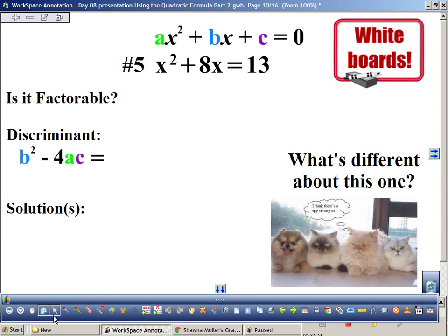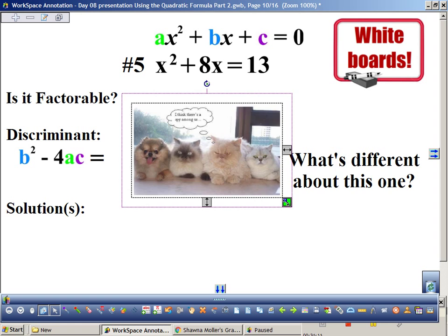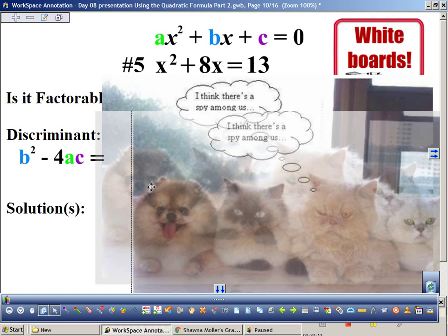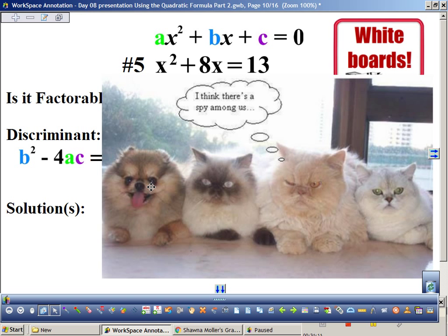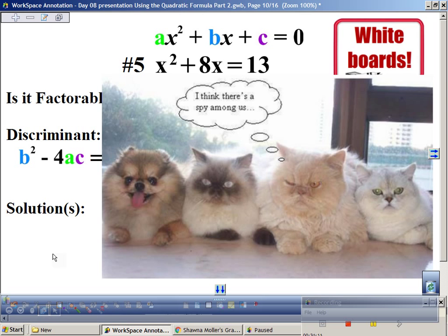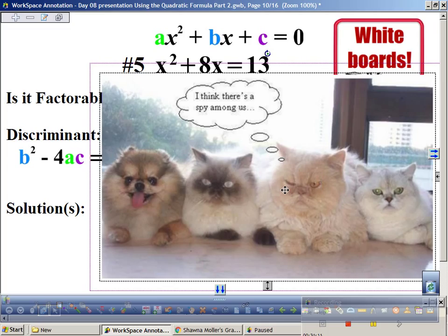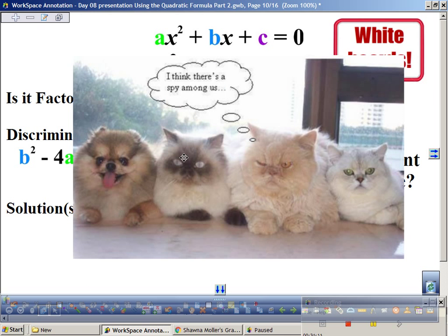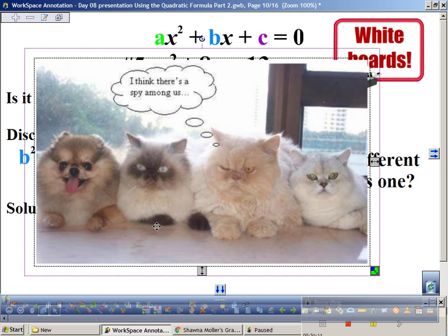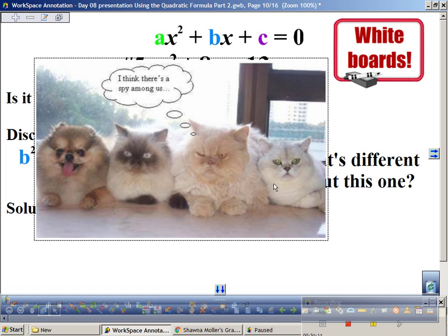Look. I think there's a spy among us. Isn't this cute? Well, it's a Persian, and they have that smooshed face like this, and this is a Himalayan, and that's a chinchilla Persian. Actually, that's my favorite right there. Yeah. I used to breed these Himalayans.